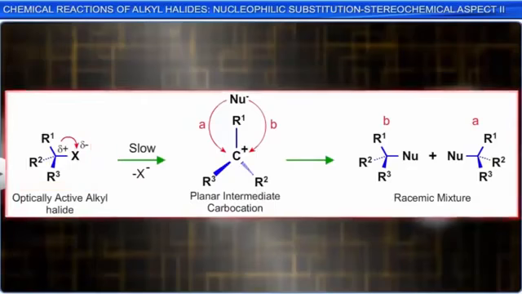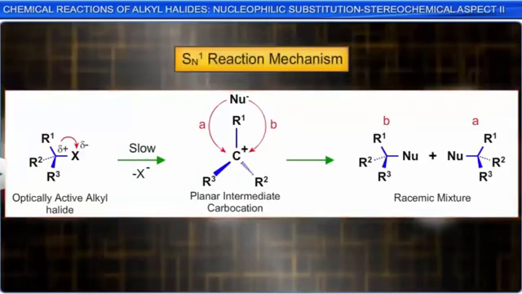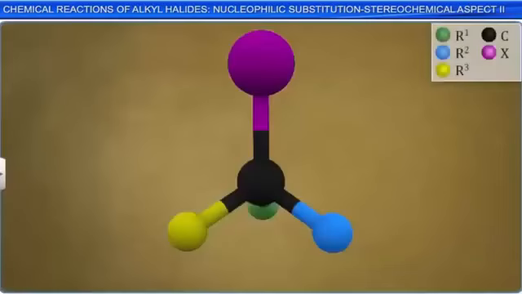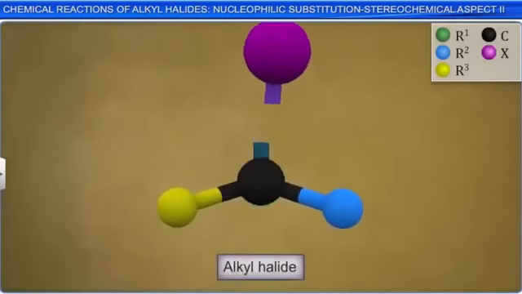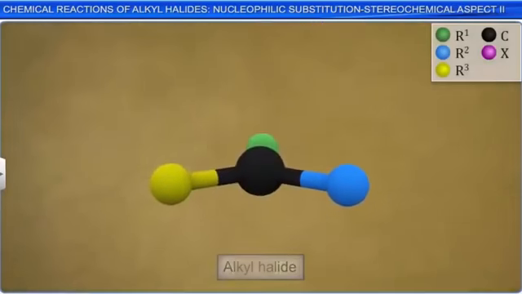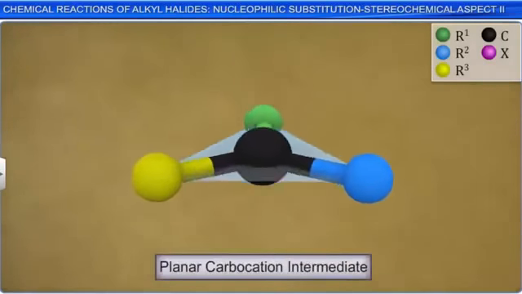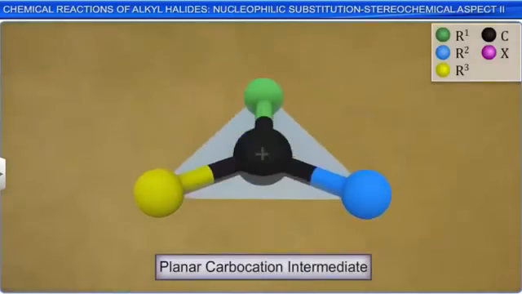In this process, if the reaction conditions are favorable for first-order kinetics, then it follows the mechanism of an SN1 reaction. This mechanism proceeds in two steps. In the first step, which is the slow step, the alkyl halide undergoes ionization and forms a stable carbocation intermediate. This intermediate is sp2 hybridized and has a planar geometry as shown here.